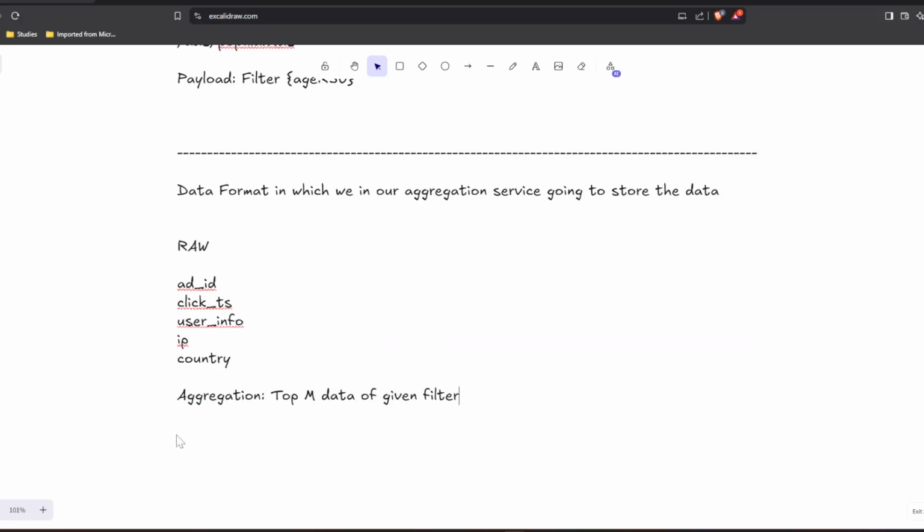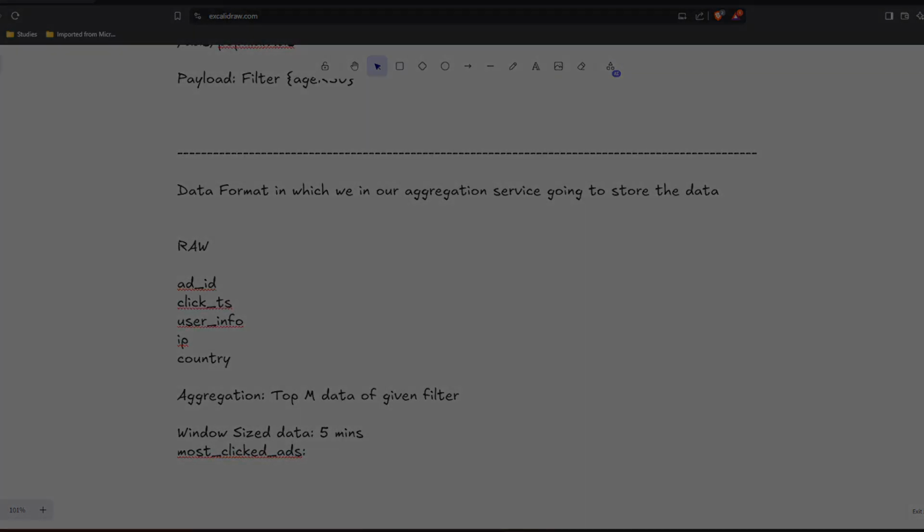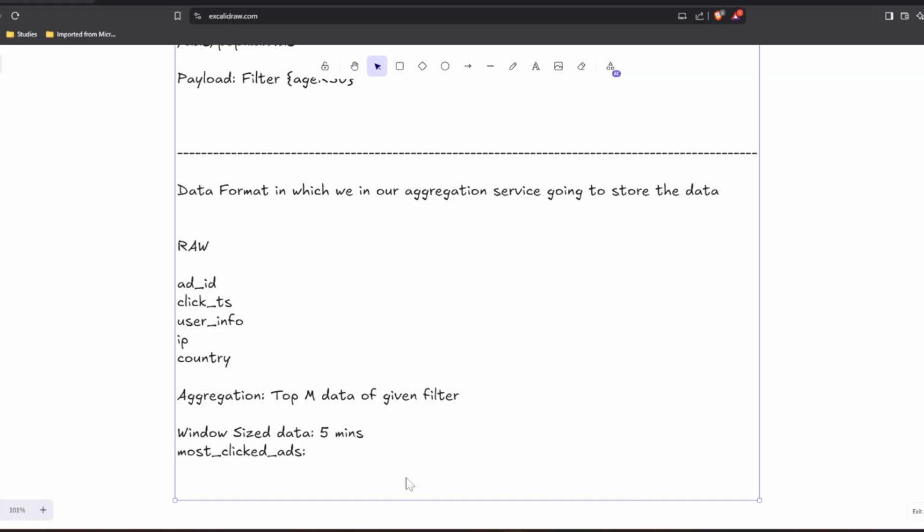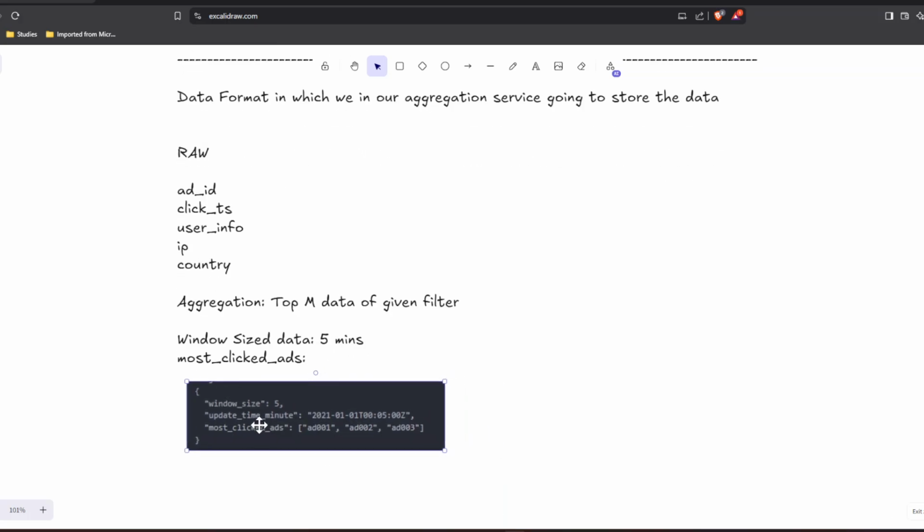For example, I will write some window-sized data. For the last 5 minutes I will run some kind of aggregation, and in those 5 minutes determine the most clicked ads. An example JSON will be something like this: for a window size of 5, the updated timestamp, and the most clicked ads in that particular time. So this is known as aggregation.